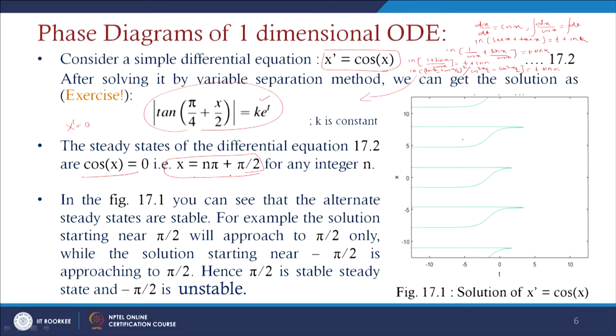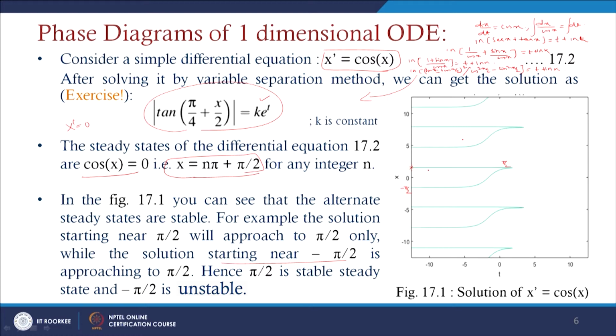And if you analyze this plot in a graphical sense, you can see that alternate steady states are stable. For example, a solution starting near pi by 2 will approach pi by 2 only. If you perturb close to its neighborhood values, then obviously it will come to that value. And if you start near minus pi by 2, then suddenly this graph is approaching towards pi by 2.